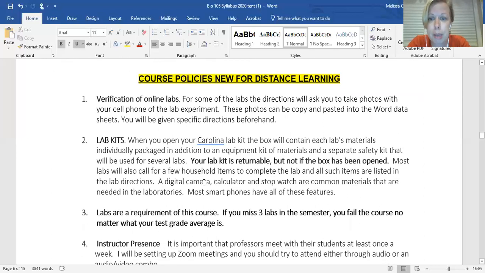Now, the Carolina lab kits contain everything that you're going to need for the class. They contain goggles and instructions. So you are responsible for reading the instructions, completing the labs by their deadline, and turning them in as part of your grade.